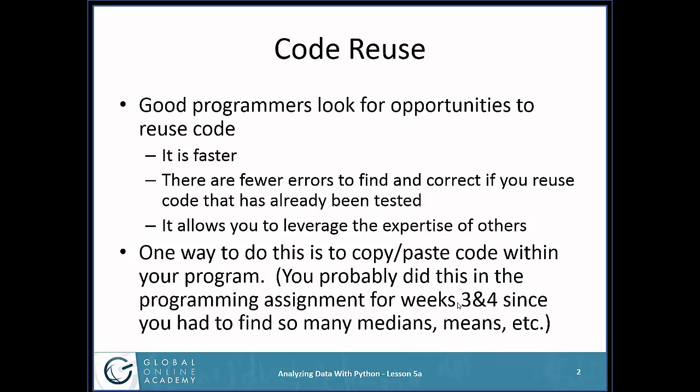Now, one way to do this is you can just copy and paste code within your own program. You probably did this in the programming assignment for weeks 3 and 4 because you had to get the median and the max and the min and the mean value for all of the data, and for just the males and for just the females and for just the males of a certain age range and for just the females of a certain age range and so on. You may have written the same code 6, 8, 10, 12 times. Let's see if there's a better way to do that.